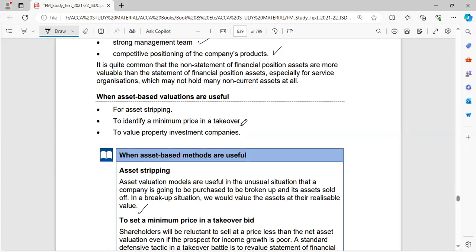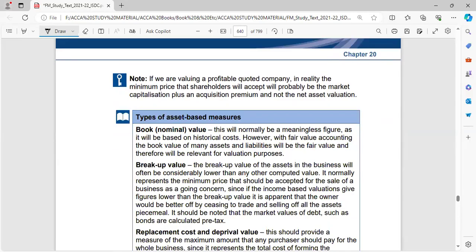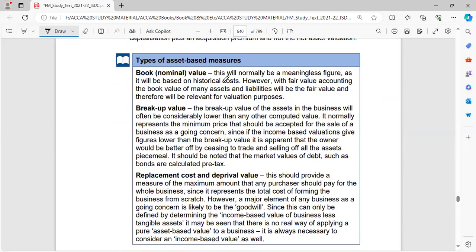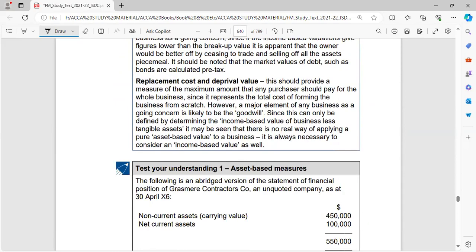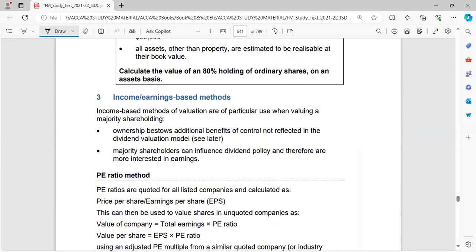To identify a minimum price in a takeover, or to value property investment companies. Types of asset-based measures: the first one is book value or nominal value. We are done with this. Breakup basis, where there is no going concern. Replacement cost or deprival value, where there is the going concern of the organization.